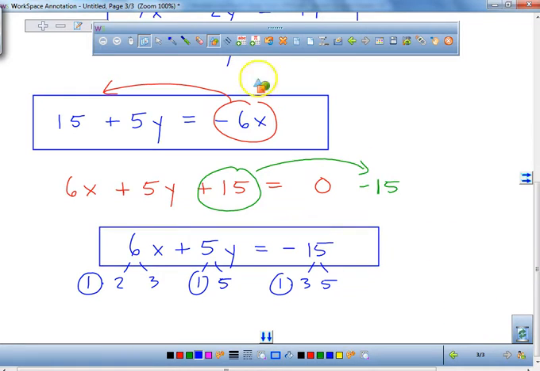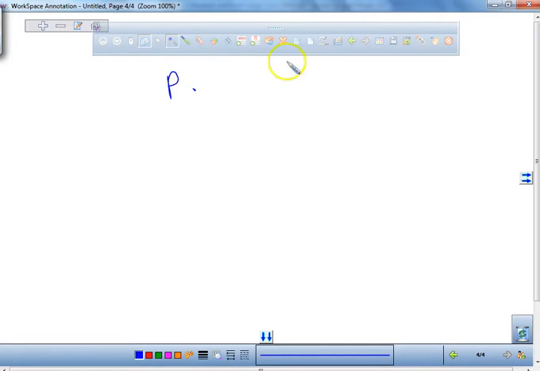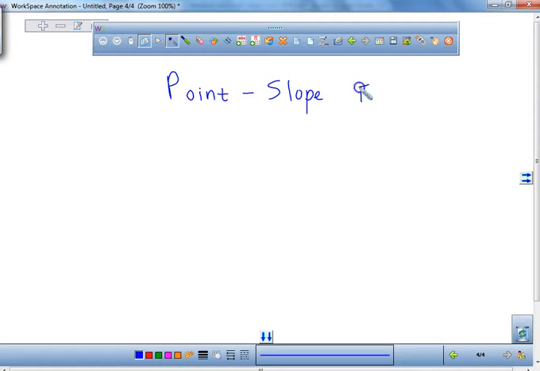That's your final answer in standard form. Okay? Now everybody, it's time to change gears. Oh yeah. New section in your journal. I want you guys to write point slope form. Point slope form. And this is point slope form.